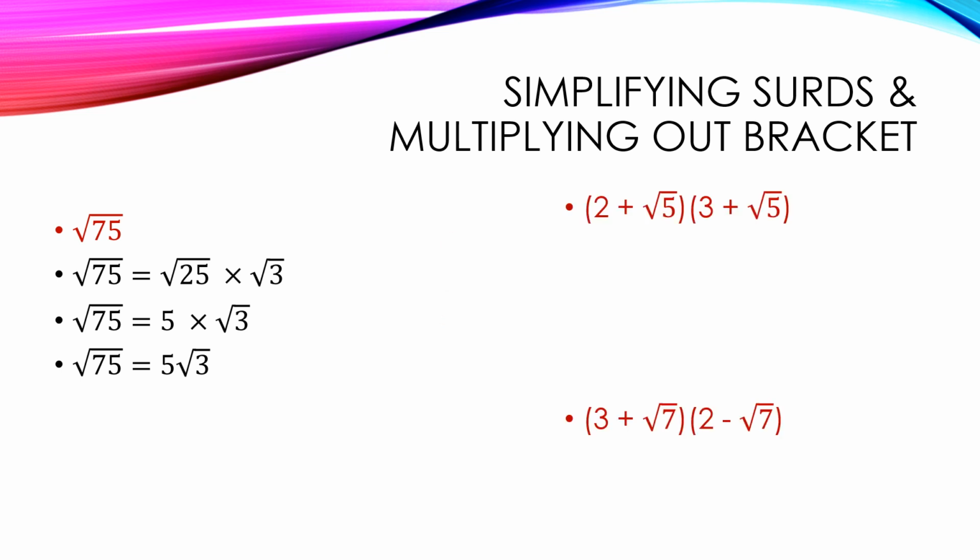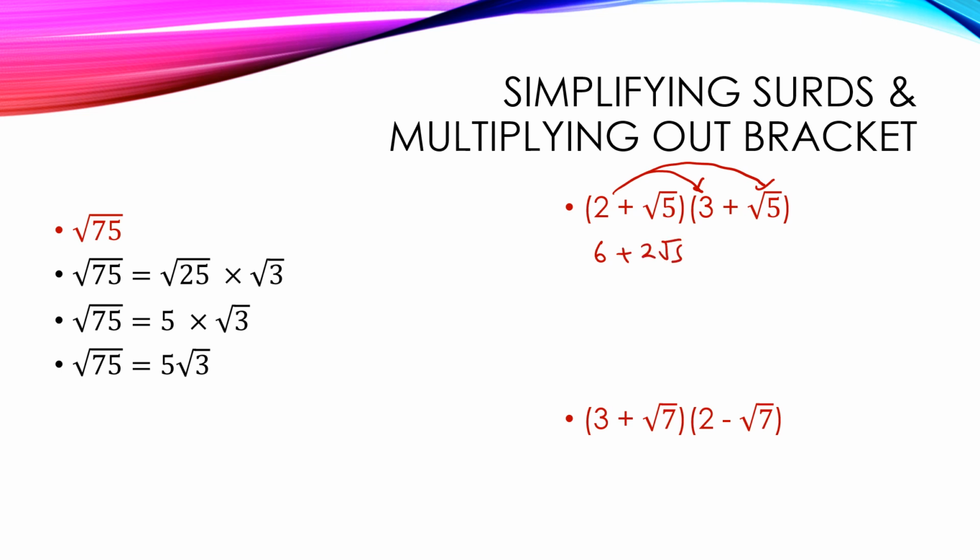So now let's look at how to multiply out brackets. Again, you should be familiar with multiplying brackets when there's just 2 plus x or something, or 3 plus square root of 5. In this case, in the brackets, we've got surds, square root of 5 and square root of 5. So how to do this? We first multiply this number with this number. So 2 times 3, that will give us 6. Then 2 square root of 5, that will give us plus 2 square root of 5.